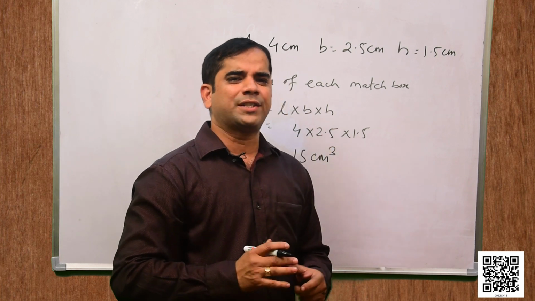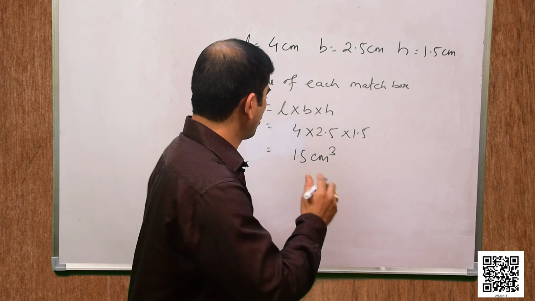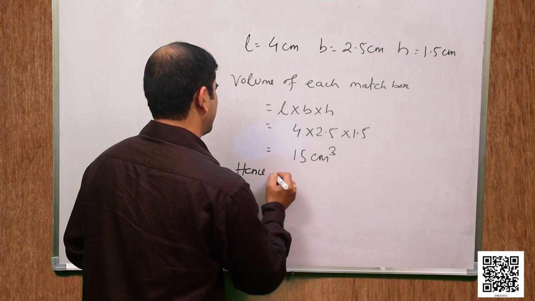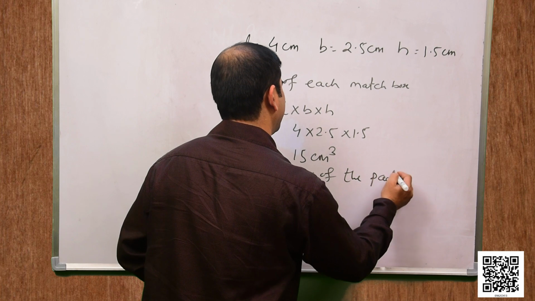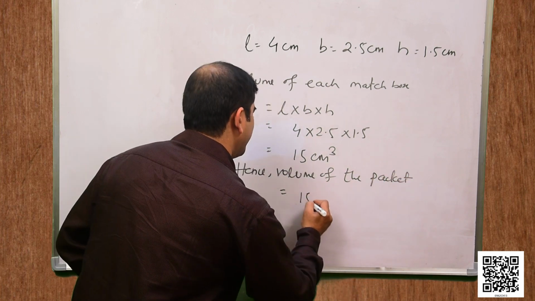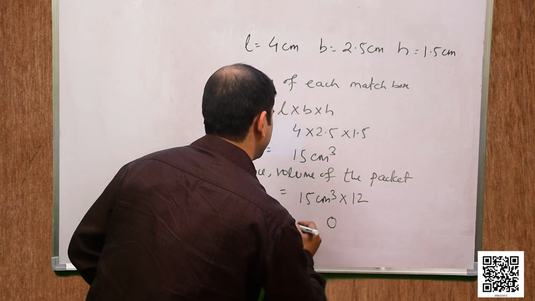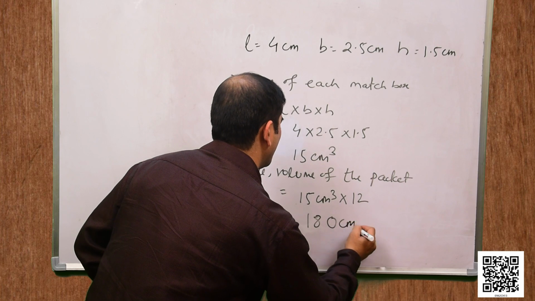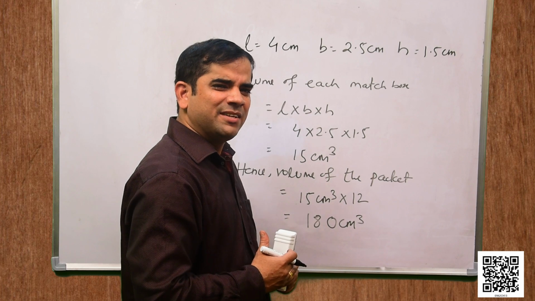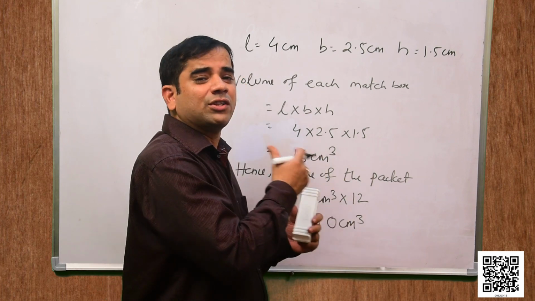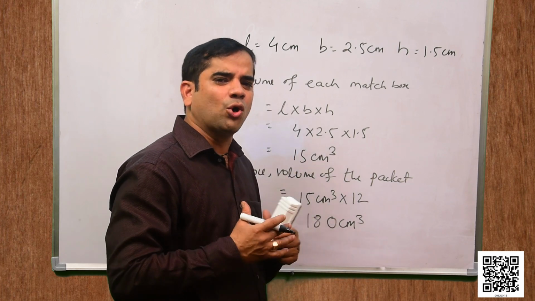And the question says that the packet has 12 such boxes. So, hence, volume of the packet is equal to 15 centimeter cube into 12, which is 180 centimeter cube. Isn't it too easy? You just need to substitute the values into the formula and you can easily find out the solution.